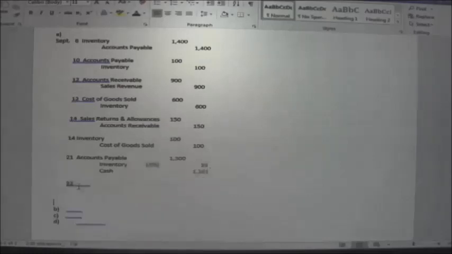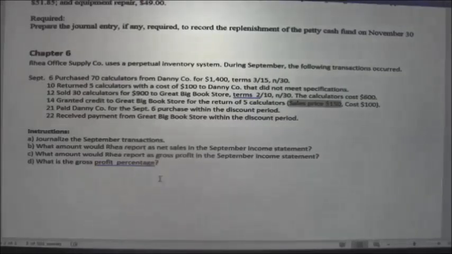At the end of chapter 6, there's a small exhibit that compares the purchaser and the seller's journal entries for these transactions. I would recommend just making sure you memorize those. That would be the best thing to do because it's always going to be these journal entries. It's not going to change when we're doing sales and purchases. You just want to make sure you're comfortable with knowing what it is on a sale, what it is on a purchase. So the last one, receive payment from the great big bookstore within the discount period.